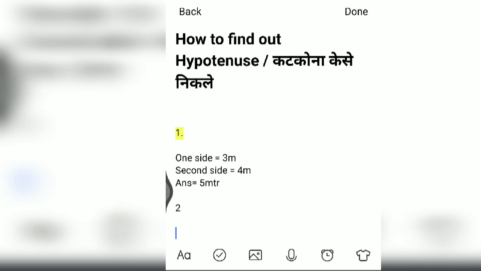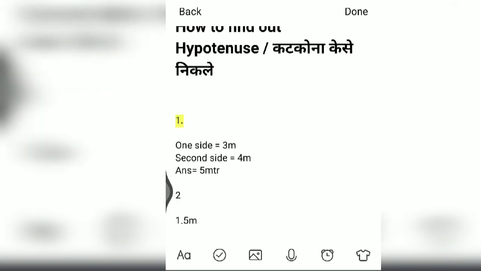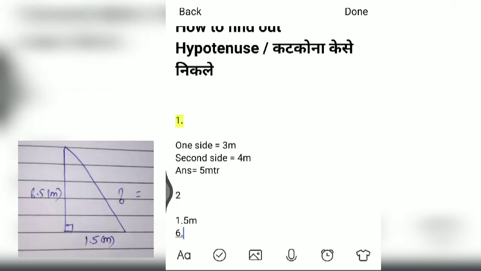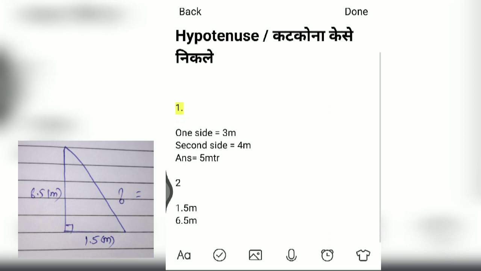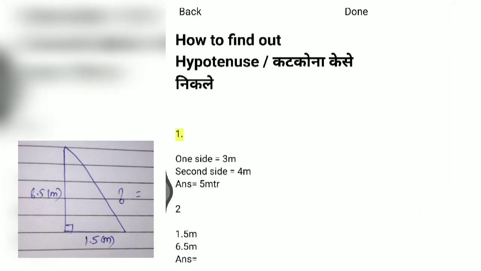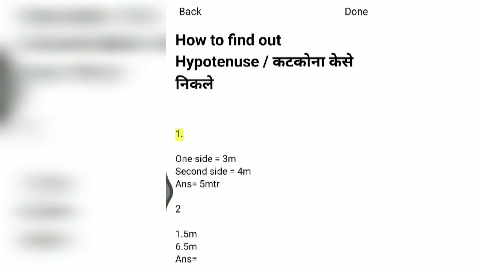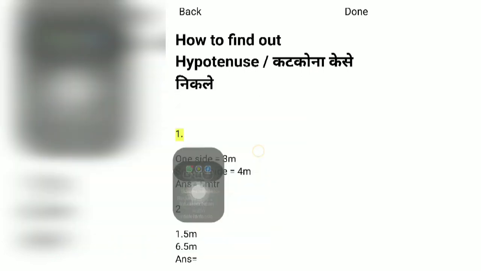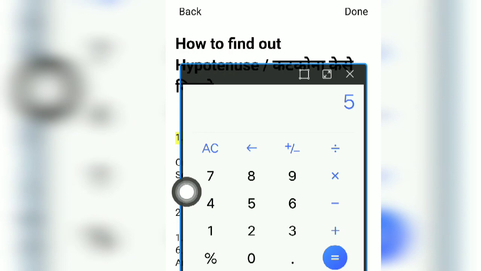Second example. The first side is equal to 1.5 meter. Second side is 6.5 meter. And what is the answer? The same, just go to the calculator. Open the scientific mode, this one.